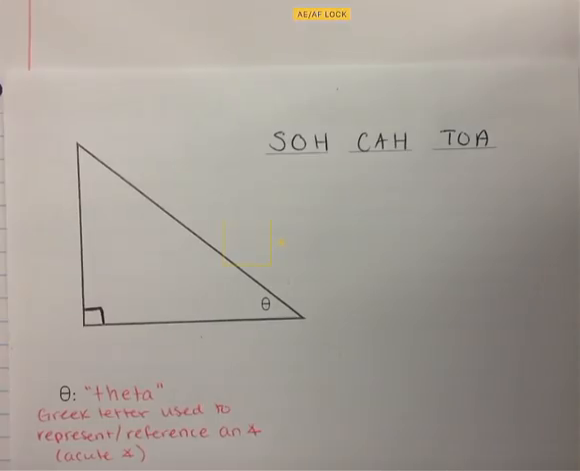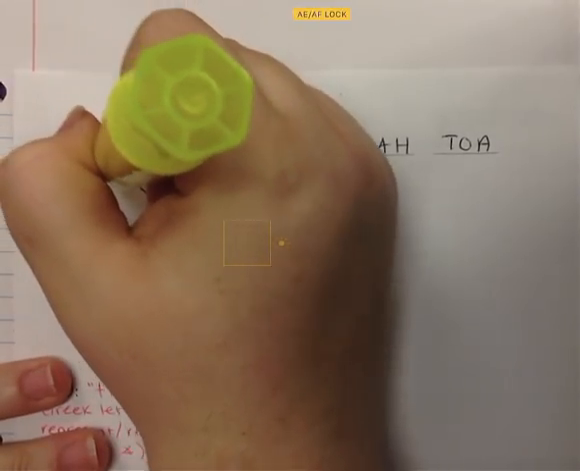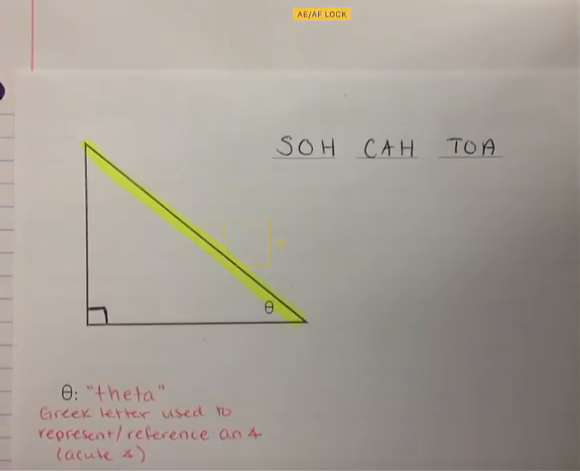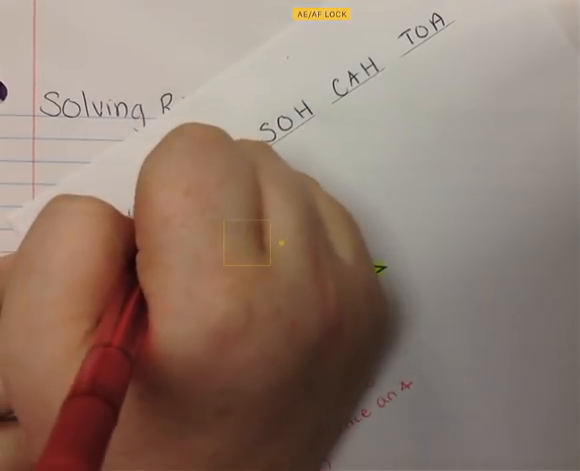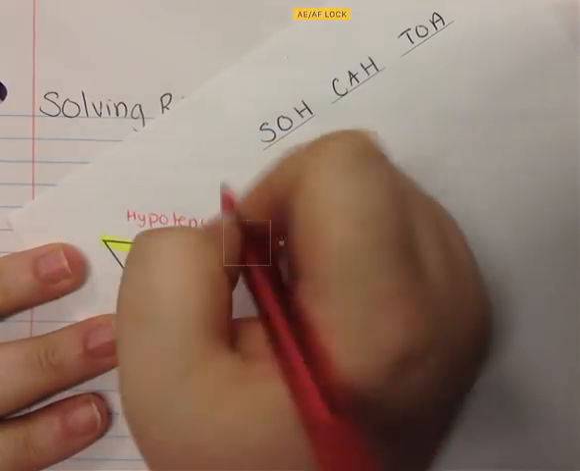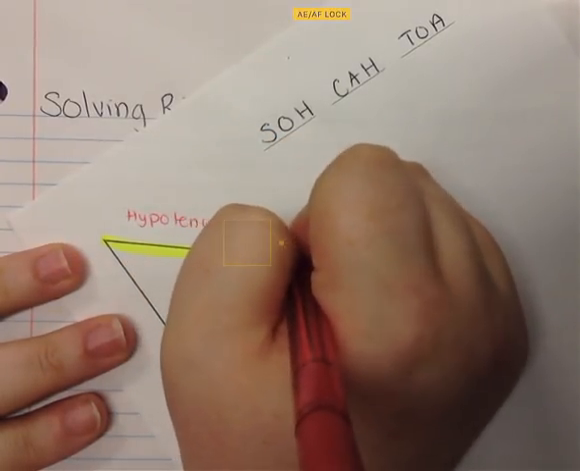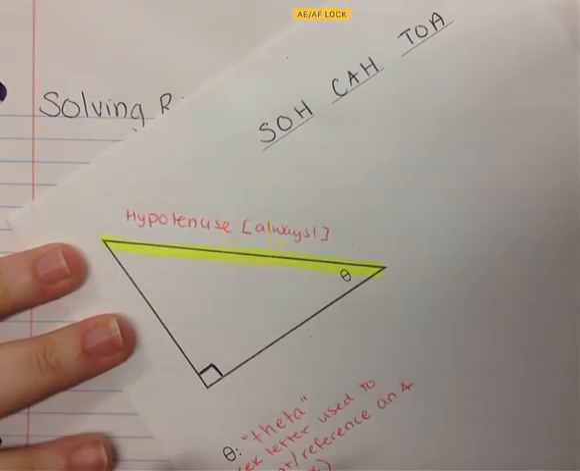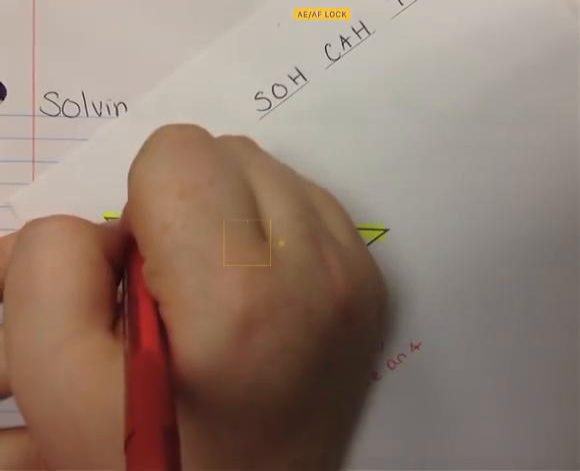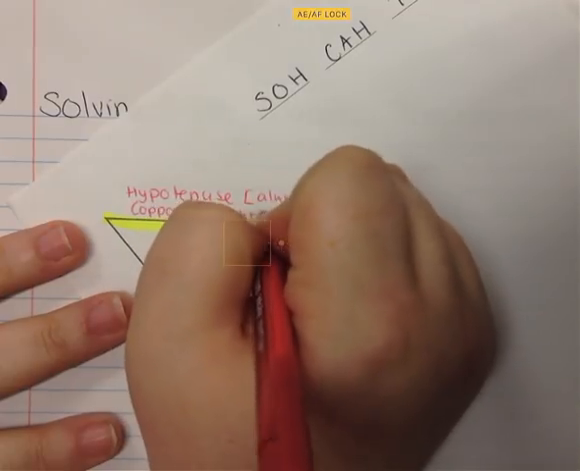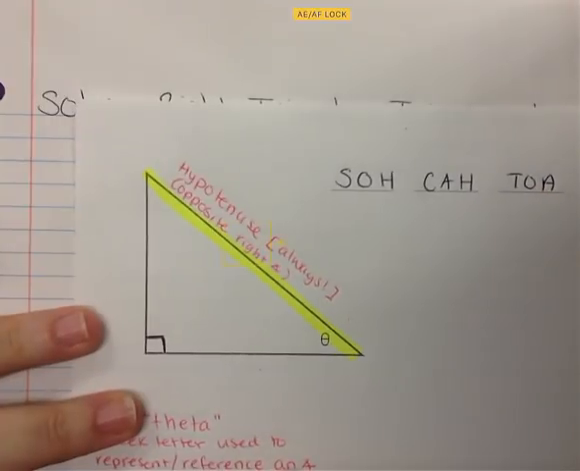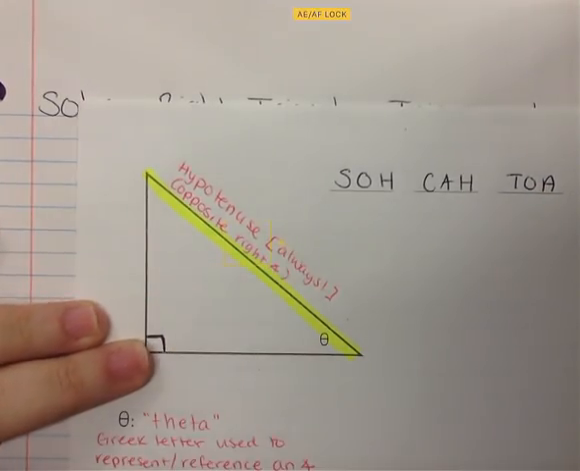Now, the first side you should always know, always, in a right triangle is your hypotenuse. I'm going to always highlight that so that I know what my hypotenuse is. This is always your hypotenuse, and it can never be called anything else. Your hypotenuse is always opposite the right angle. So it does not matter where theta is located because your hypotenuse is always in the same spot.